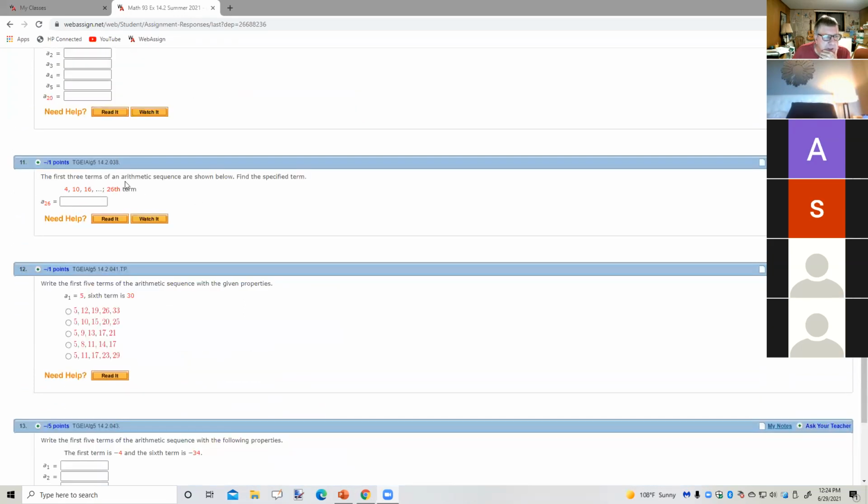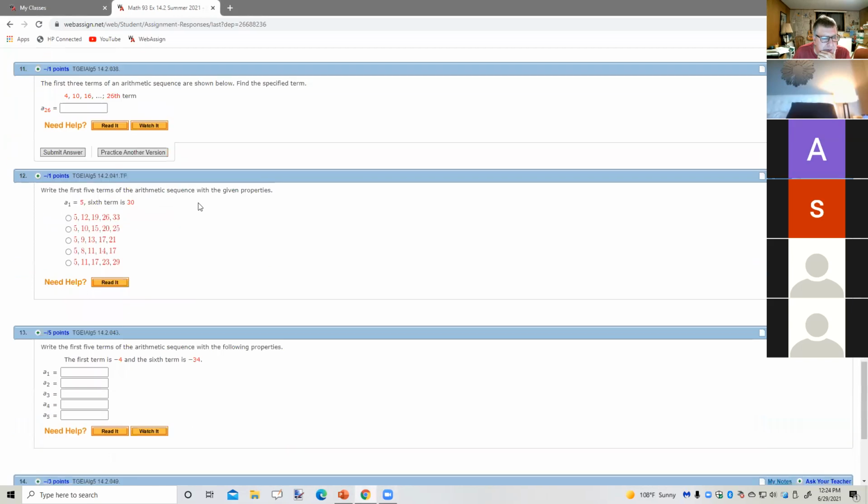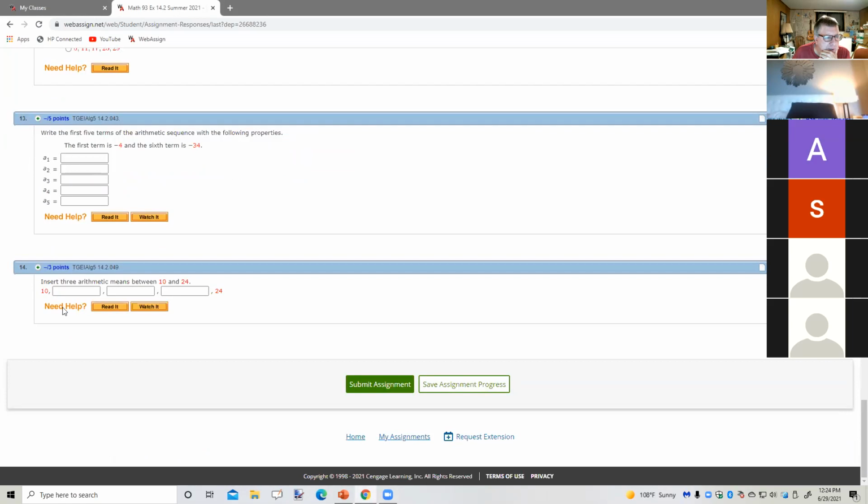Here, the first 3 terms of an arithmetic sequence are shown below. Find the specified term. So you're going to do all your work, but all you're going to put here is that actual 26th term. Does that make sense? Yeah. Okay. Here, insert 3 arithmetic means between 10 and 24. So they give you the first term, they give you the 5th term. They actually made this easy for you because they already showed that that's the first term and this would be the 5th term. So you don't even have to determine that.